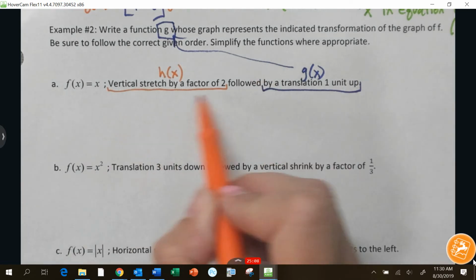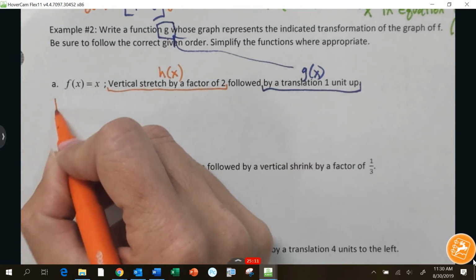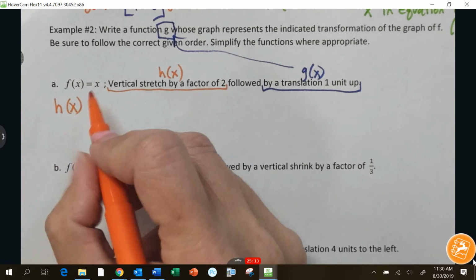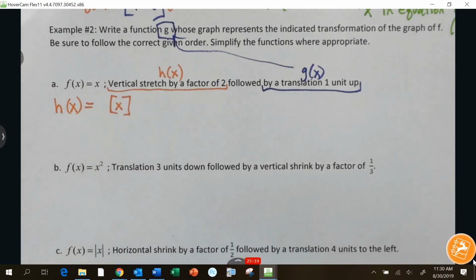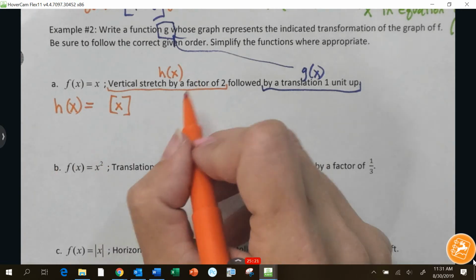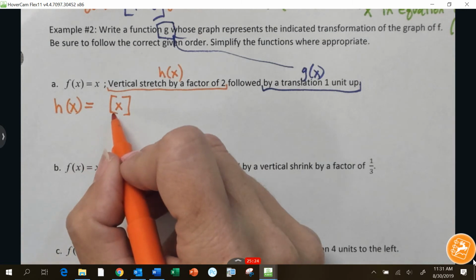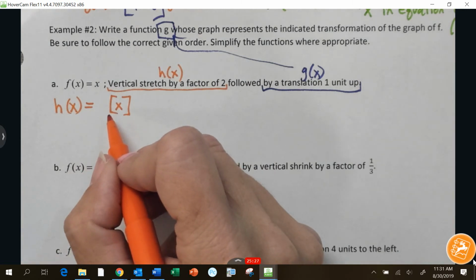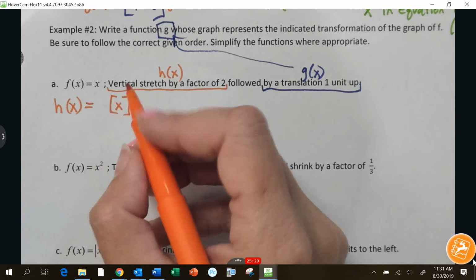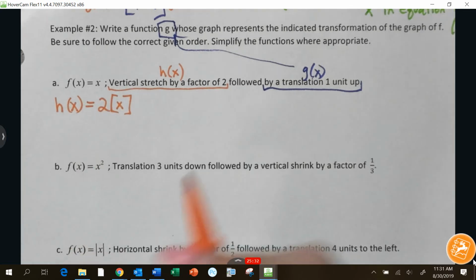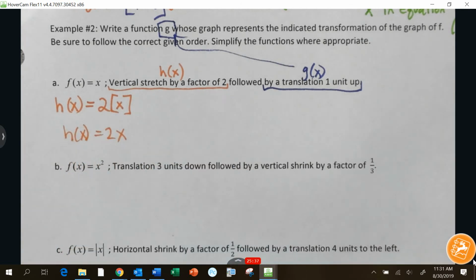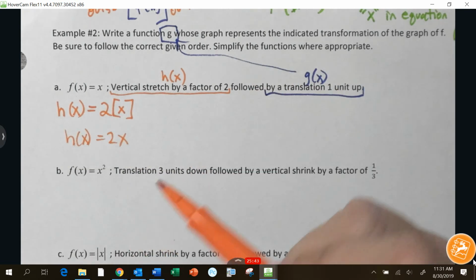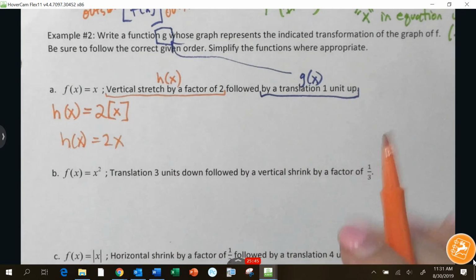So if we have a vertical stretch by a factor of 2, I'm going to take my equation, whatever the function was, it is x, and I'm going to do what to it? Stretch by 2, what am I going to do to this original function x? Terry? Multiply by 2. Put a 2 in front, is that what you said? Yeah. Okay, so my h of x is 2x. Those brackets are just saying that's my original function. Same thing as a parenthesis. So that's my h of x.